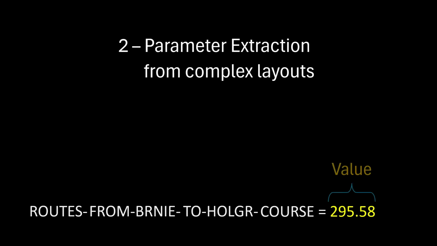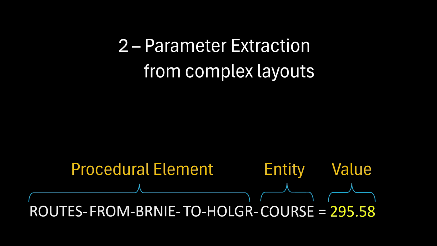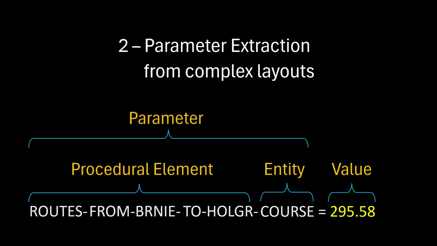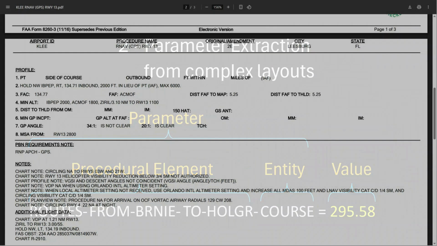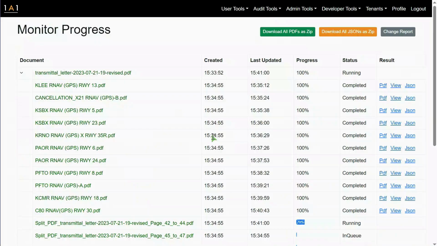Then, it extracts the entities and procedural elements. Finally, it constructs the entire parameter, assuring its unique identity. Parameter uniqueness is required for database and downstream applications. Now, let's go back and see the result of this operation.